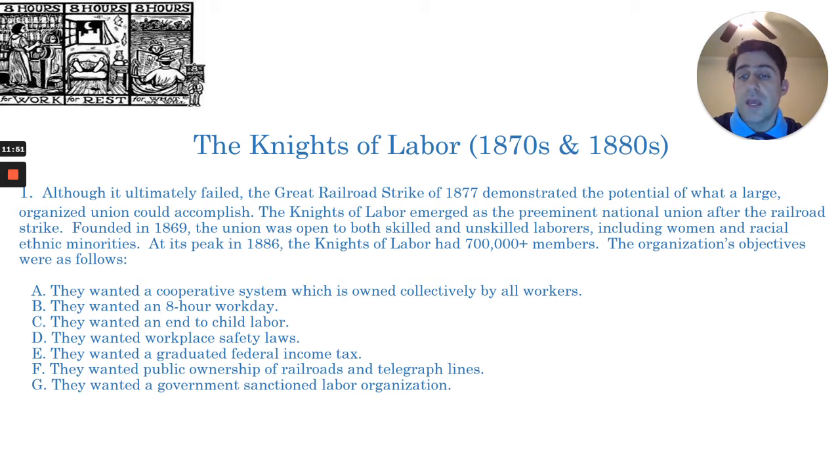So children, young children, could be sent into factories, could be sent along railroad lines and into agricultural fields for farming and things like that. But the Knights of Labor wanted an end to child labor as part of their objectives. They also wanted workplace safety laws. They wanted a graduated federal income tax. They sought public ownership of railroads and telegraph lines, and they wanted a government-sanctioned labor organization.